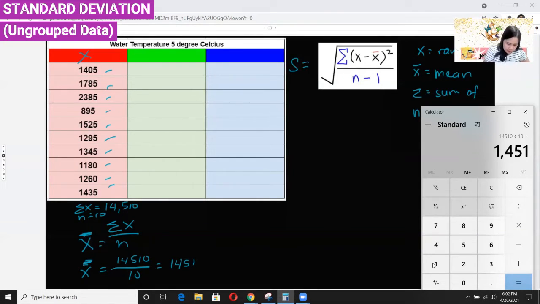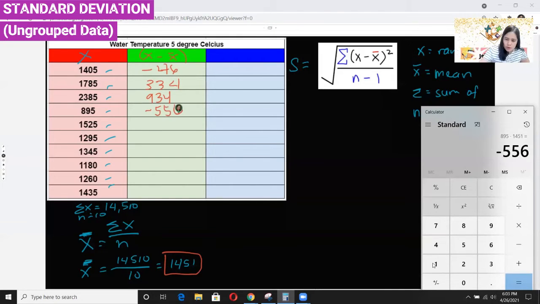Going to step one, we have the x minus the mean, raw scores minus the mean. To answer the first column, we have 1,405, the raw score, the x value, minus the mean, which is 1,451. So we have negative 46 on the first column. And then we have 1785 minus 1451, we have 334. And then we have 2385 minus 1451, we have 934. 895 minus 1451, we have negative 556.